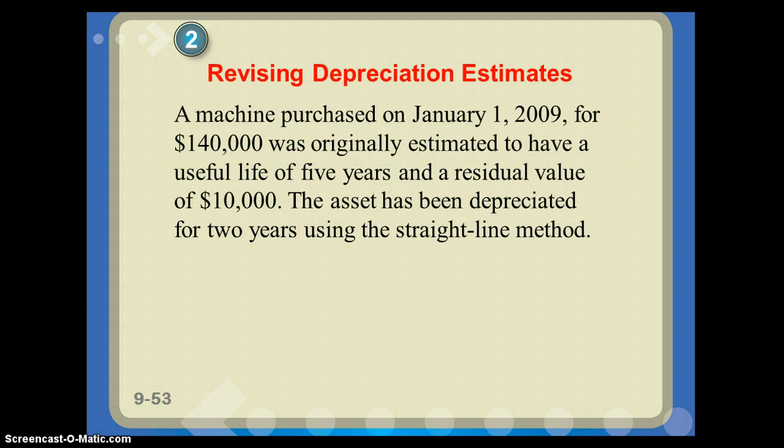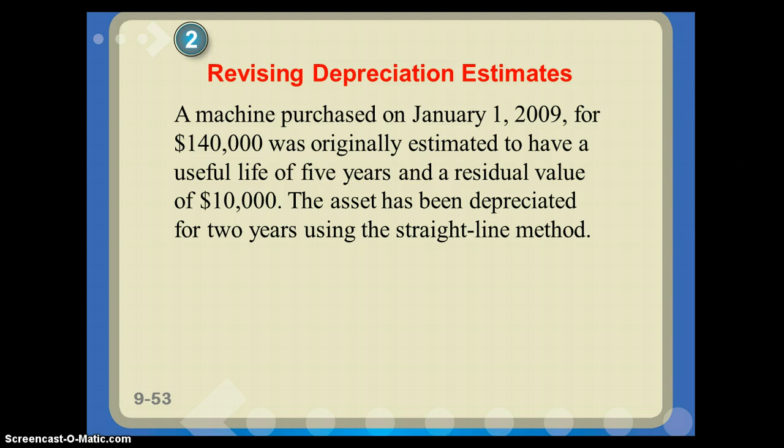Sometimes you have to revise your depreciation estimates. So we have an example here. A machine purchased on January 1st for $140,000 was originally estimated to have a useful life of 5 years and a residual value of $10,000. The asset has been depreciated for 2 years using the straight line method. So we've got to figure out where we are right now.